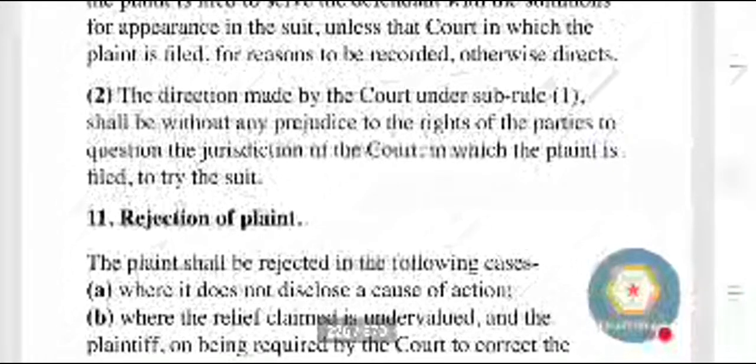Okay, now sub-rule 2 says, the direction made by the court under sub-rule 1 shall be without any prejudice to the rights of the parties to question the jurisdiction of the court in which the plaint is filed or to try the suit. Okay, now this direction or this order is without any prejudice to the rights of the parties to question the jurisdiction of the court in which the plaint is filed or to try the suit.